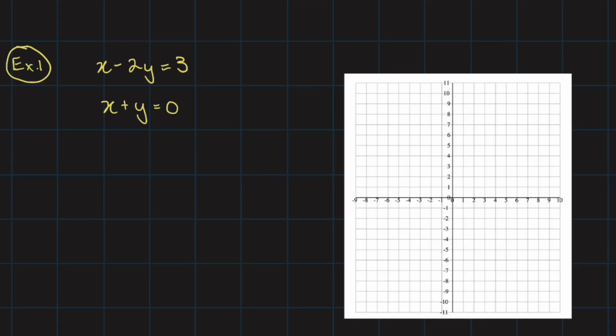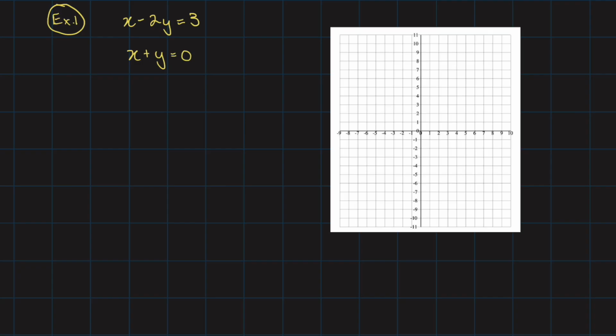The best way to understand is by doing examples, so let's do this one. Now, this is a system of linear equations. What that actually means is both of these equations will result in a straight line when you graph them. That's what a linear equation is.